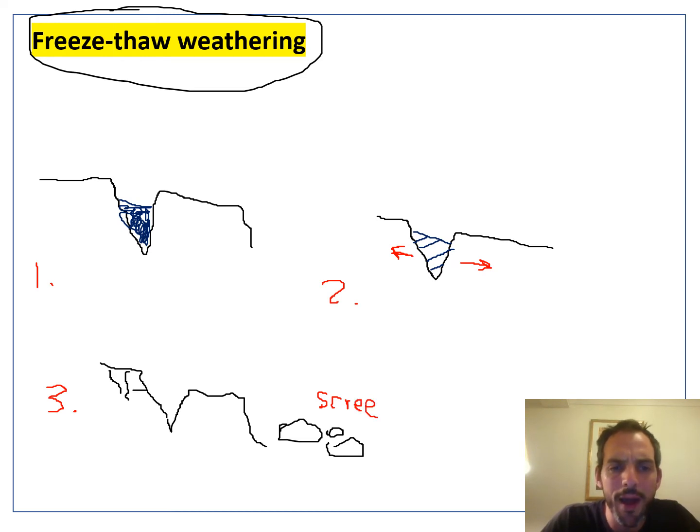Ask yourself, where in the Lake District do you think this might happen the most? And also when. Where and when might this happen the most? So with those 3 pictures, if you need to go back, please do. I'd like you to write an explanation of freeze, thaw, weathering.